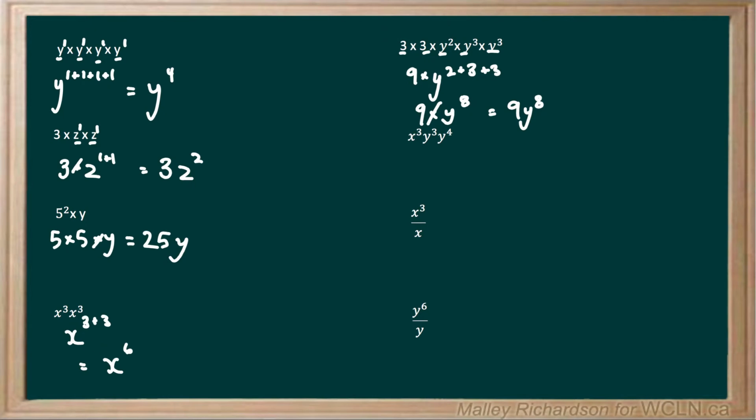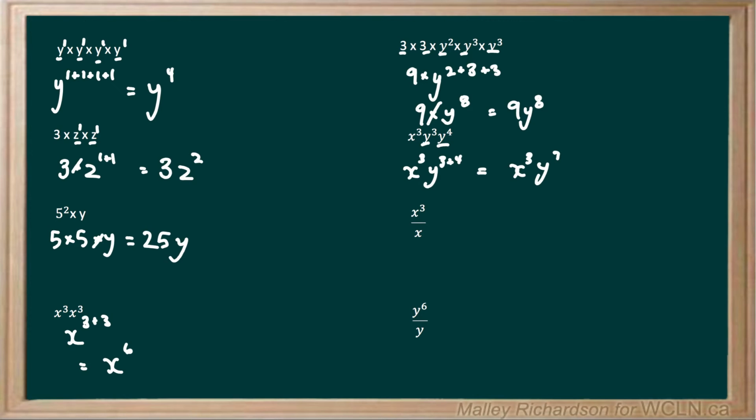Now we have x to the power of 3 times y to the power of 3 times y to the power of 4. Our only variables with the same base are these y's, so we're going to keep x cubed the same, and then we're going to have y to the power of 3 plus 4, which gives us x cubed and then y to the 7.